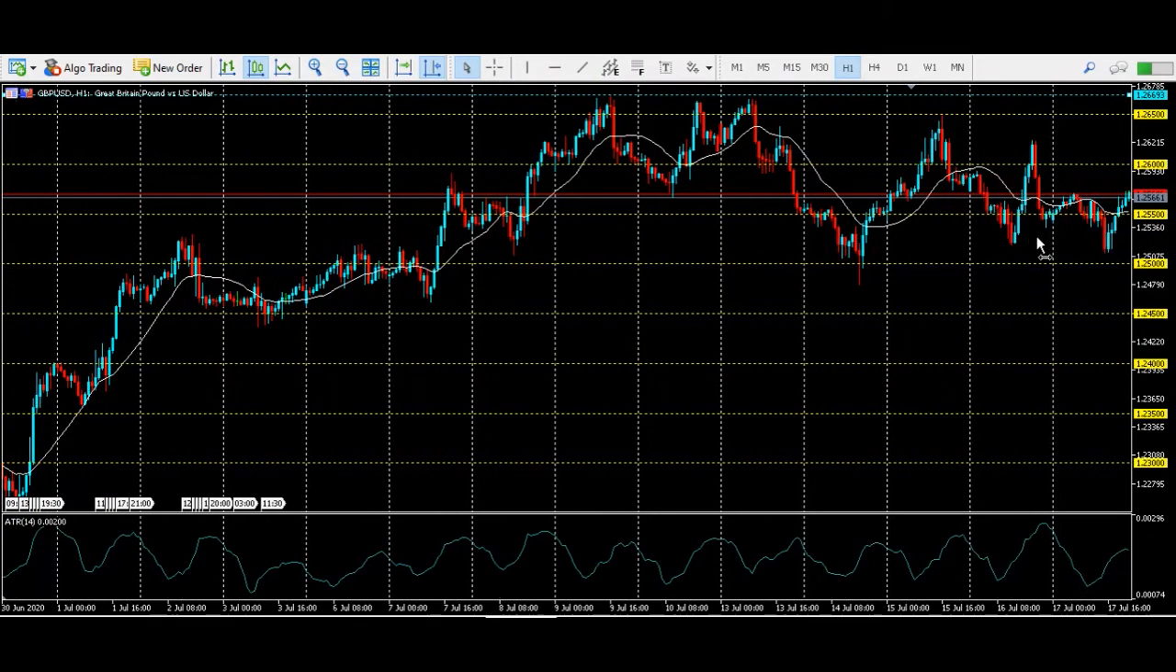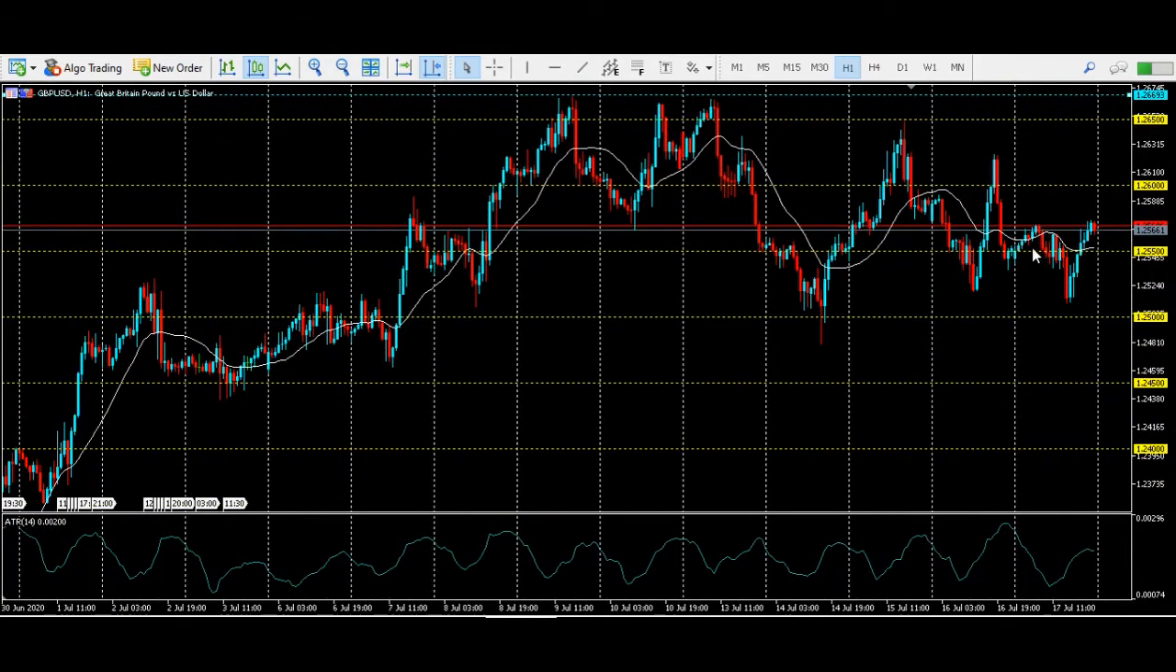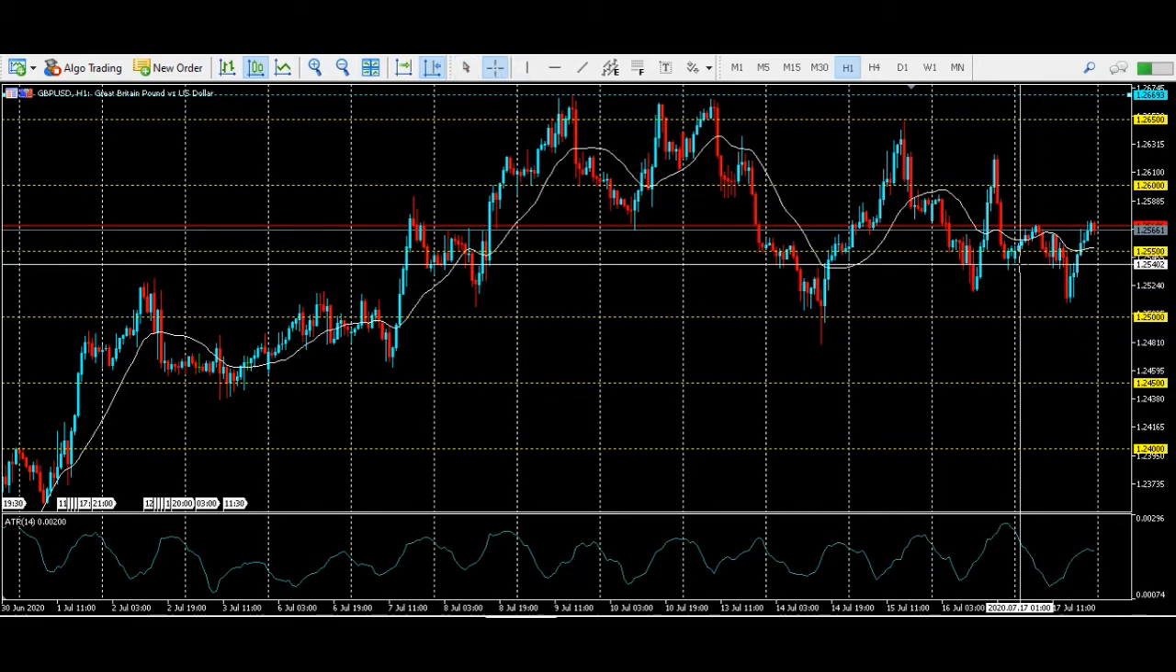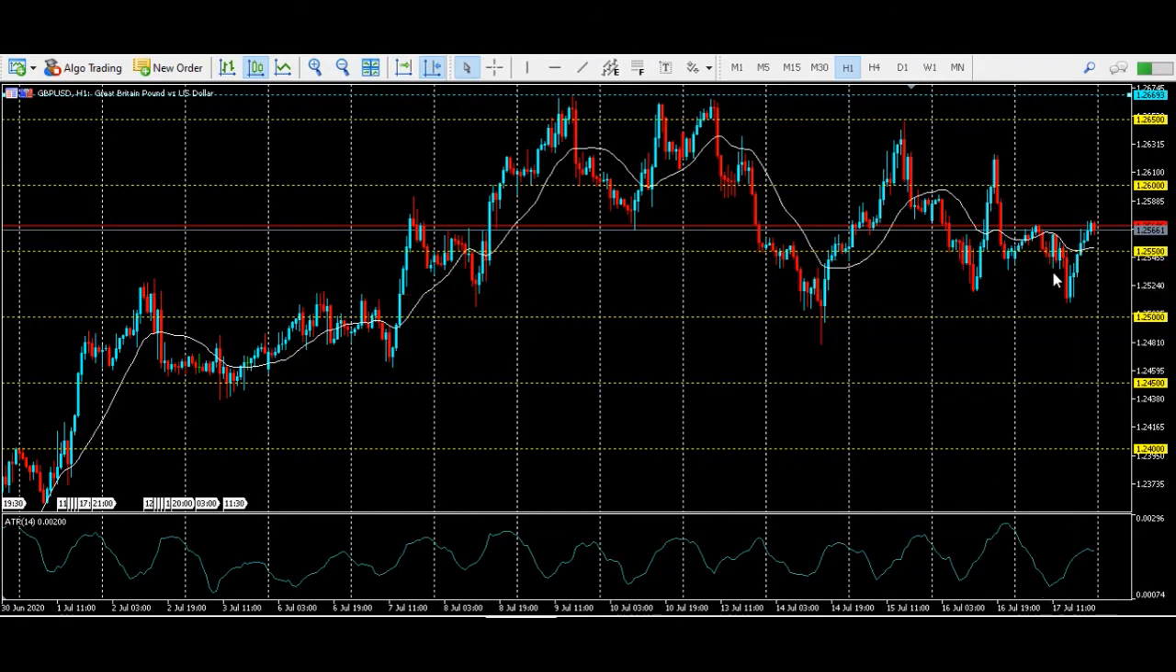Then we move to this trade, sell. This is a valid sell order. Okay, let's look. 25 pips. Did we get out 25 pips? Yes, we got out 25 pips.